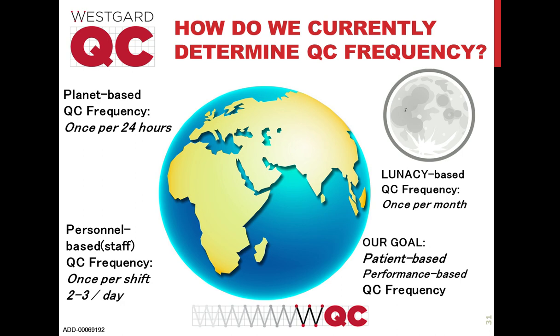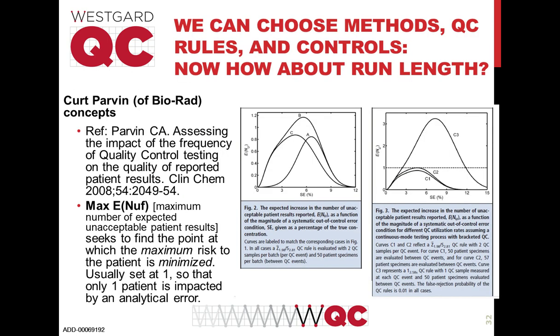We really would like a patient-based QC frequency, and that comes from adopting a much more rigorous mathematical approach. The mathematical approach that helps us determine QC frequency comes from Kurt Parvin in a paper that was published more than 10 years ago. It's often called the max enough model, with that max enough really standing for the maximum number of expected final unacceptable patient results. It's calculating how many results could be at risk of being wrong for the patient if we have an error that we haven't detected with our QC.